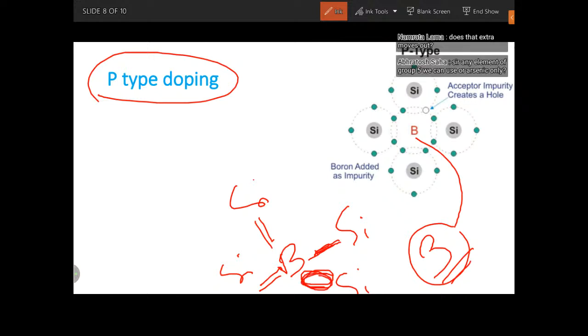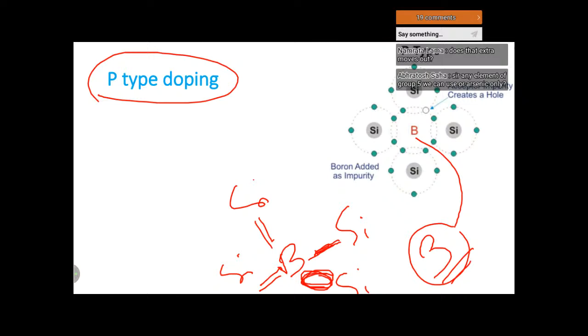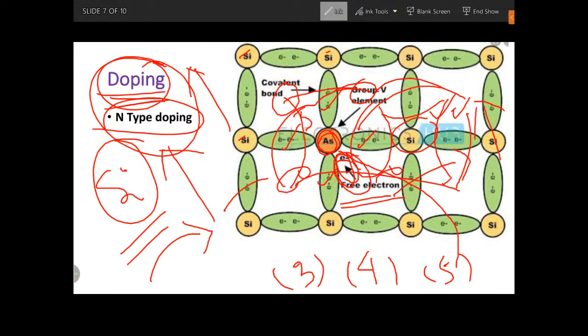Sir, can any element of group 5 be used? Yes, you can use any element of group 5. Abratos and Namrata are asking, does the extra electron move out? No, it doesn't move out. It moves in the interstitial site. It keeps moving here in the interstitial site. Okay, Namrata.